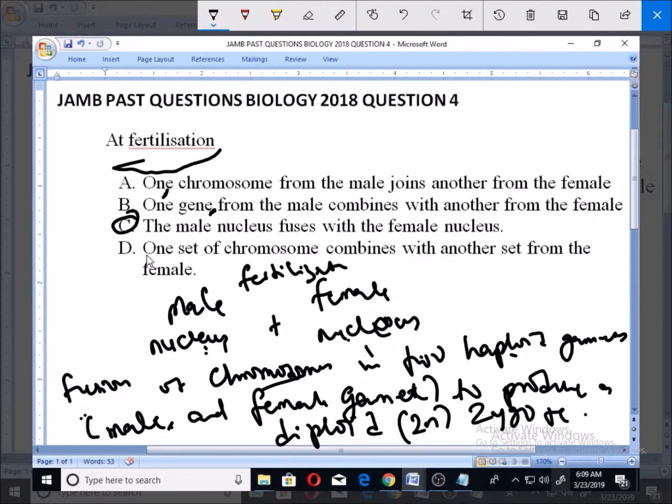Now this D says one set of chromosome combines with another set from female. One set of chromosome from where? Is it from male or female? So you can see that this statement is not complete. So D cannot be the answer, B cannot be, A cannot be. But option number C is the answer to the problem.